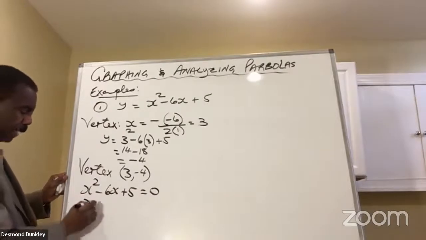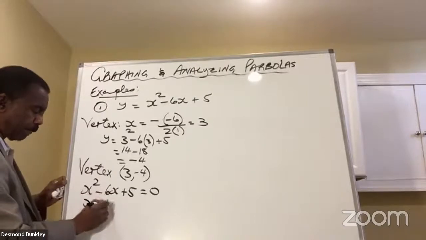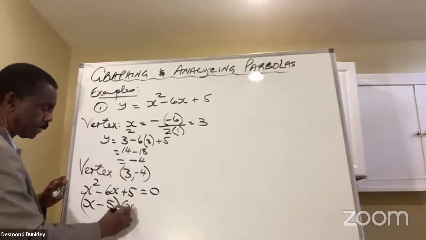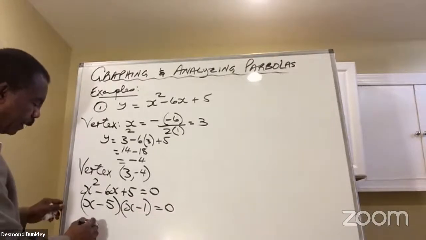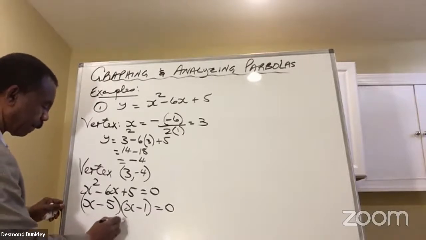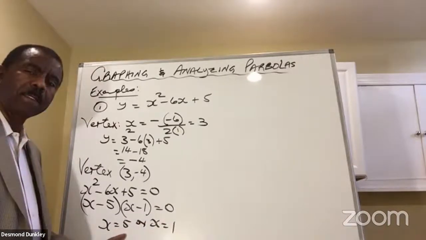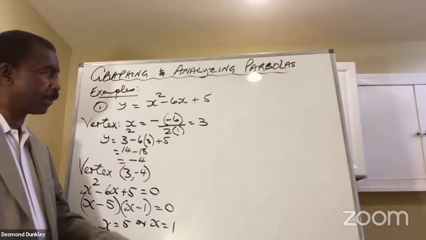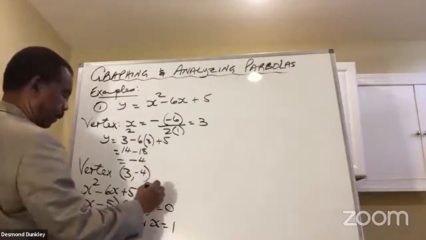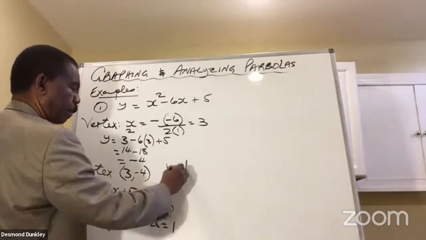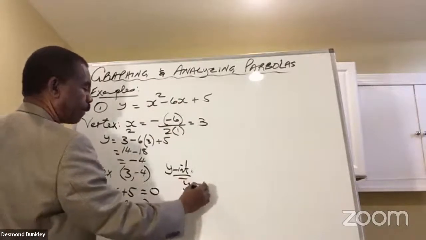So this, when factorized, gives you x minus 5 and x minus 1. And by using the zero product property, we discovered that x is equal to 5 or x is equal to 1. So the two intercepts are 5, 0 and 1, 0. Those are the two x-intercepts. What is the y-intercept? The y-intercept is obtained when x is 0, so we end up with y equal to 5.